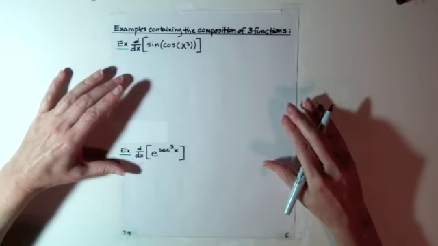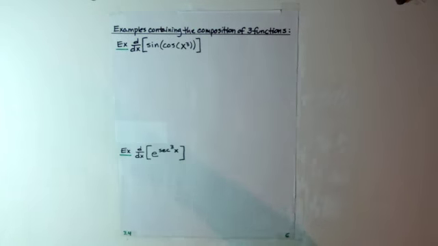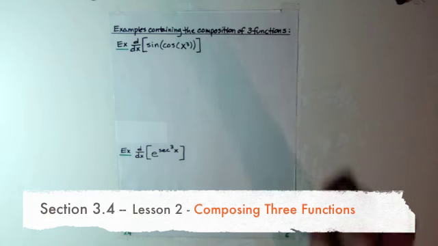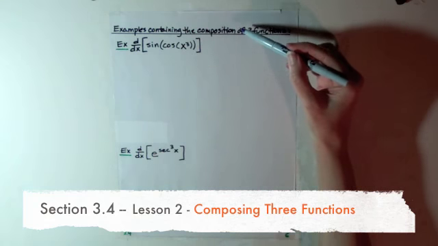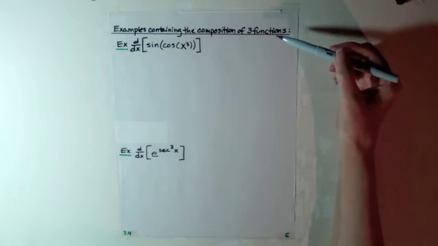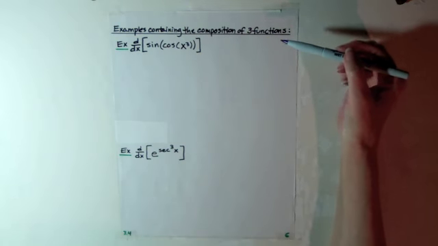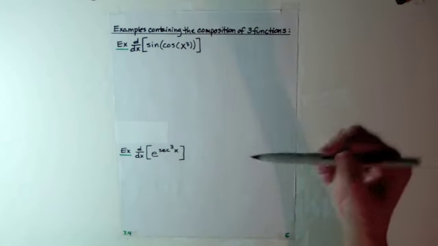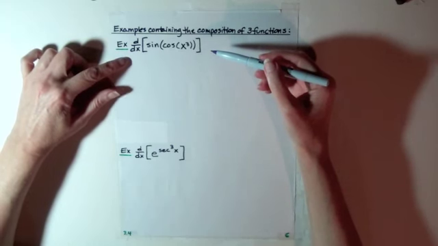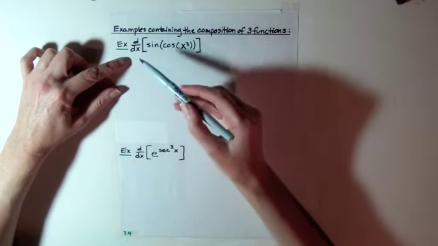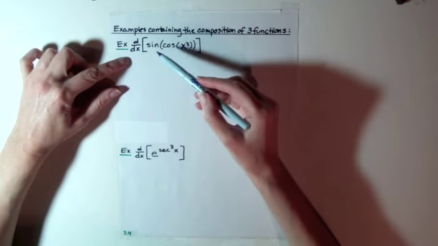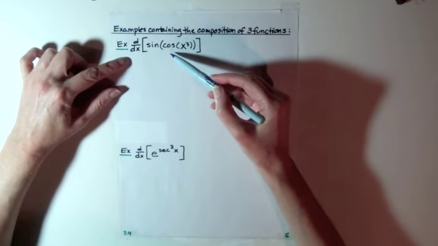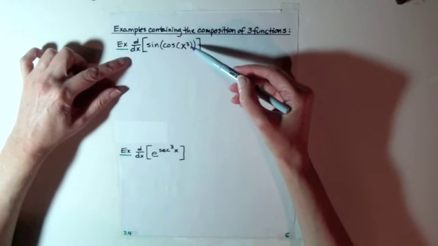Well, on the next page, I just want us to look at a couple of examples that contain the composition not of 2 functions, like all the ones that we saw earlier, but the composition of 3 functions. And let's see if that is indeed what I have in this first example. I'm asked to find the derivative of sine of cosine of x cubed.